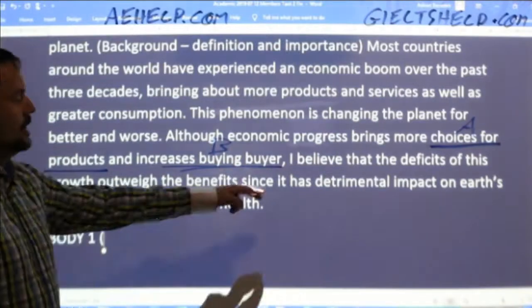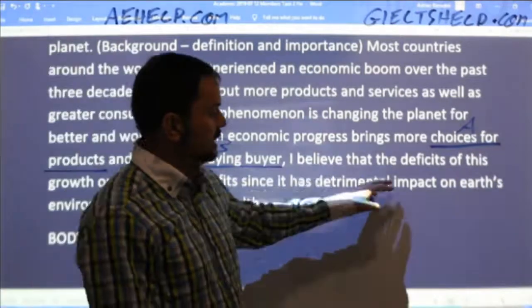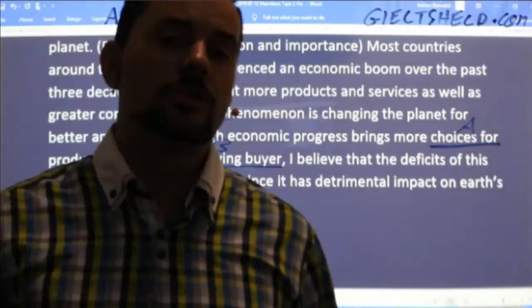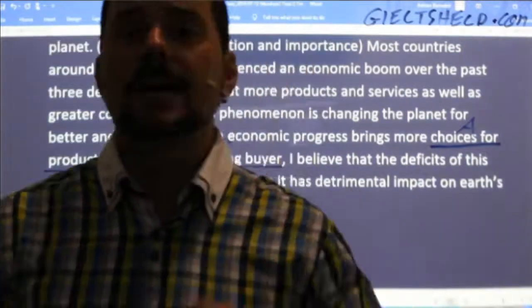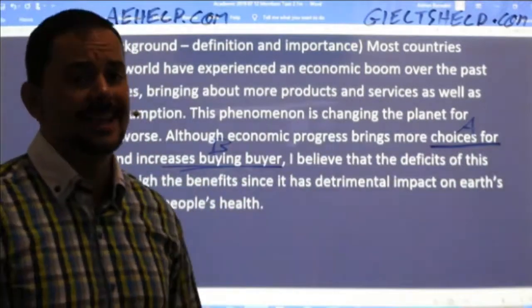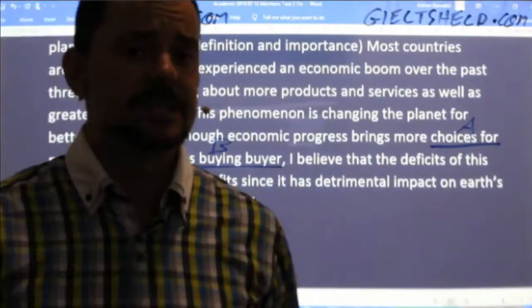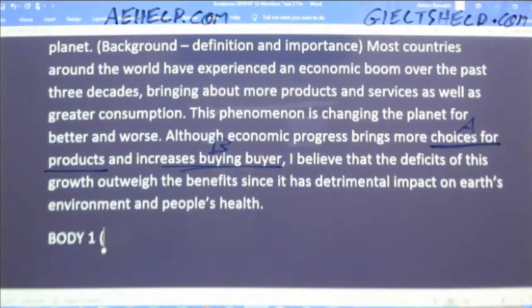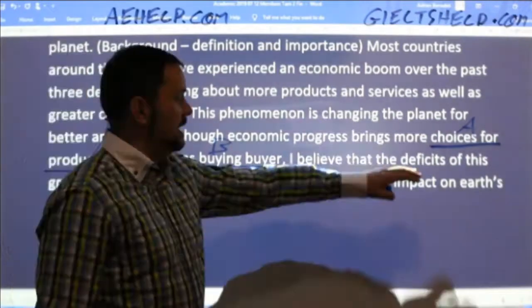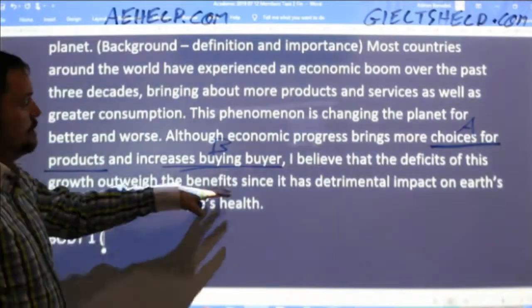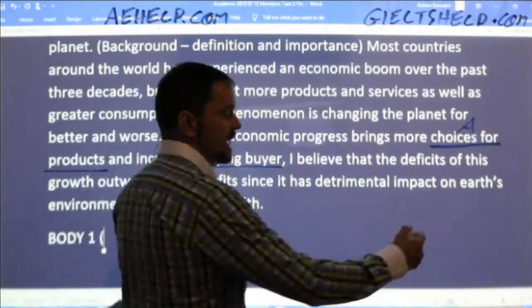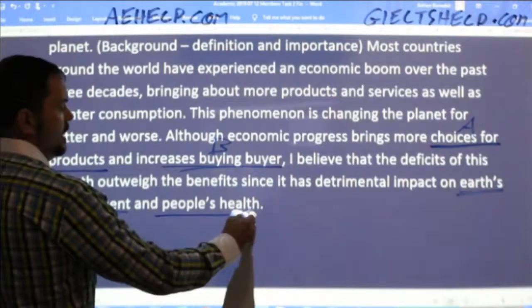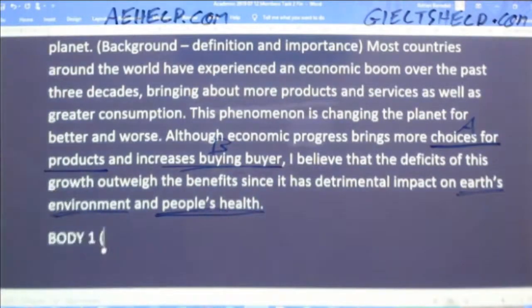Now, the second half of my thesis is I believe the deficits, and this, students, is the reason why writing a good thesis for task 2 is the first step to getting a high band score over 7. Saying this essay will talk about the benefits and the negatives is not enough. Watch what you can do with this much more specific thesis. So I believe that the deficits of this growth outweigh the benefits since it has detrimental impact on the Earth's environment and people's health. Okay?